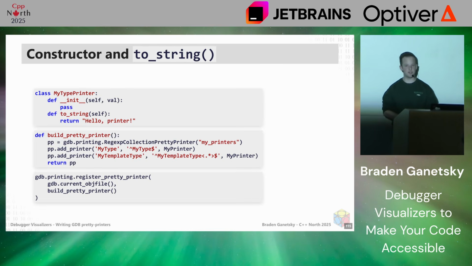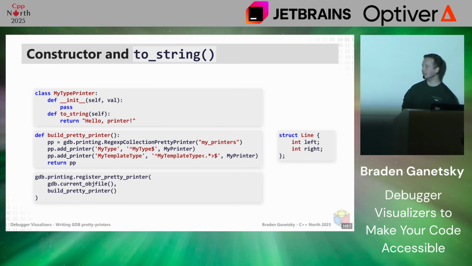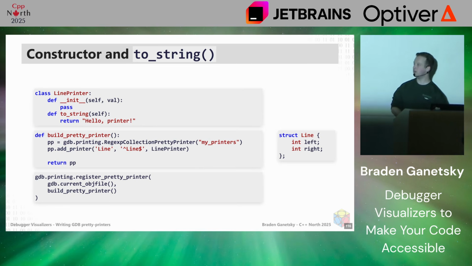So this is what we have so far. I have a struct called line. You may remember this from previously. We have int left and int right. I'm going to change the stuff on the left so that it works with line. I'll just rename everything. I now have line printer. The add printer call is to line.